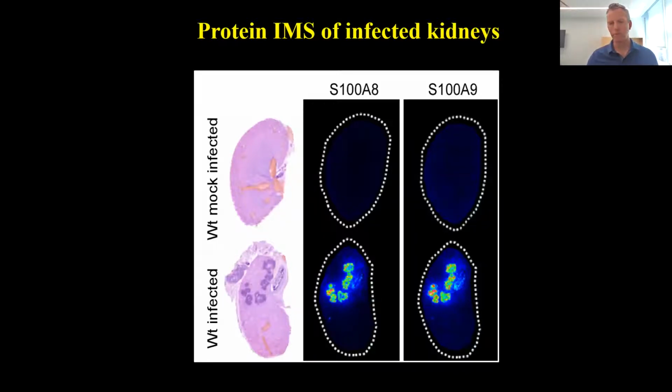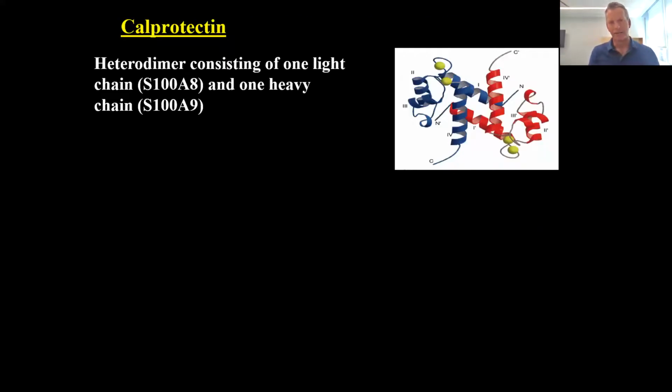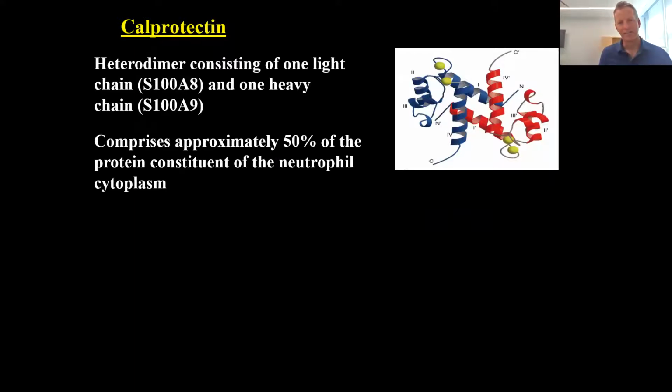A few words about these proteins. S100A8 and S100A9 heterodimerize to form the functional form of the protein called calprotectin. I know Professor Nolan is presenting after me, and I'm expecting that she'll show us some very beautiful work on this protein as well. Calprotectin is fascinating to me, particularly for this fact. It is approximately 50% of the protein composition, or constituent, of the neutrophil cytoplasm. So 1/2 of all the protein in the cytoplasm of a neutrophil is calprotectin.